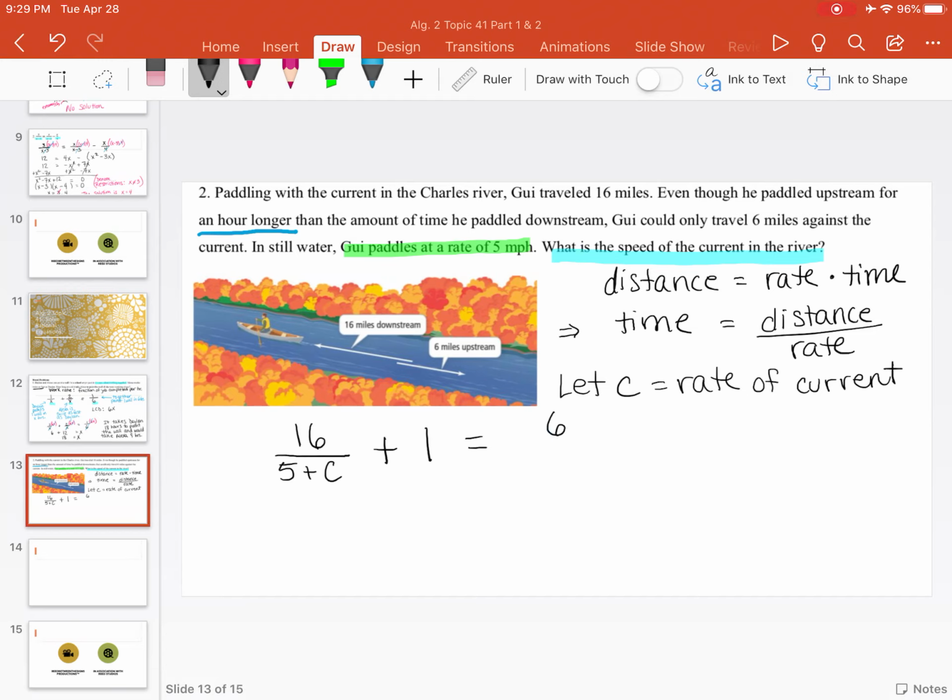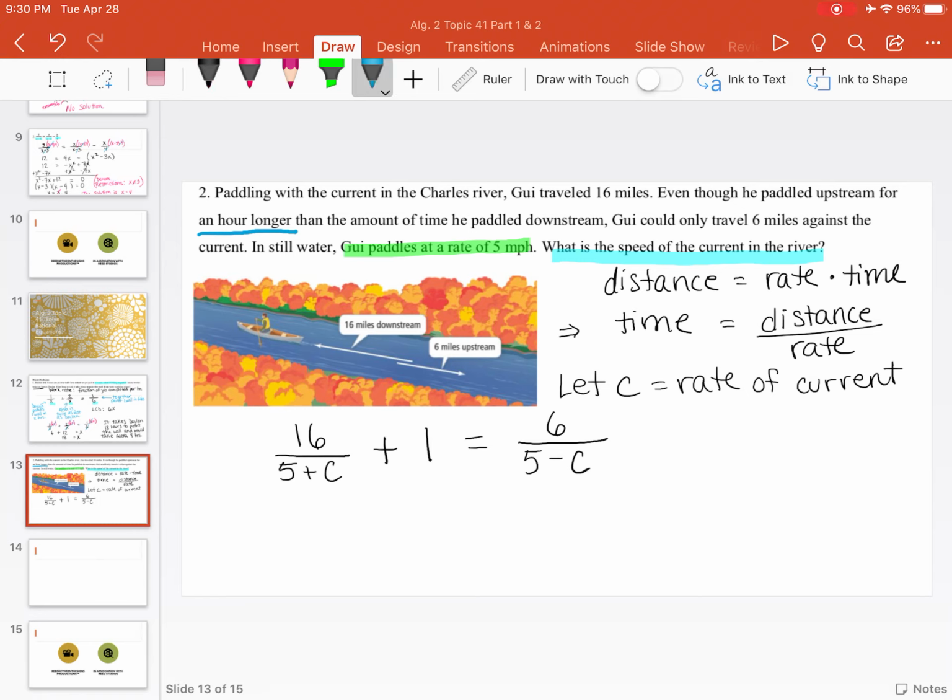So when he was paddling upstream, he paddled for 6 miles. So that's our distance. Now here we have to take into account the rate that Guy paddles, which is 5 miles per hour, and also the speed of the current. Now because he's paddling upstream, the speed of the current is going to take away from Guy's natural rate that he is paddling in the water. So we're going to be dealing with subtraction here.